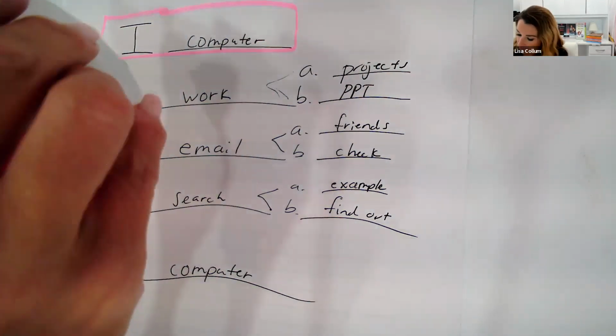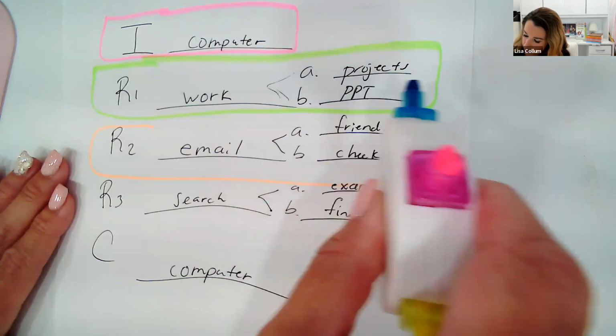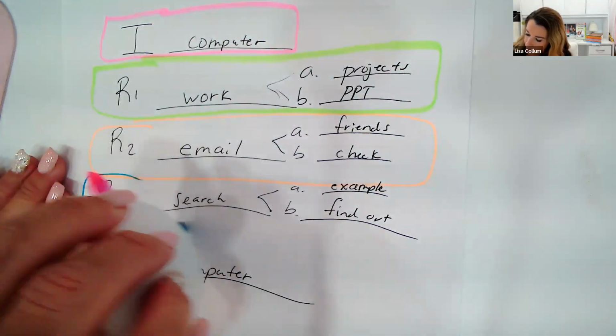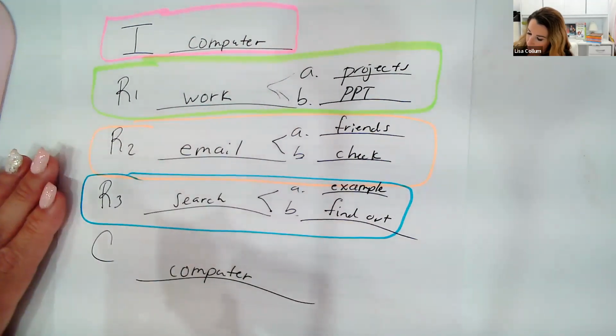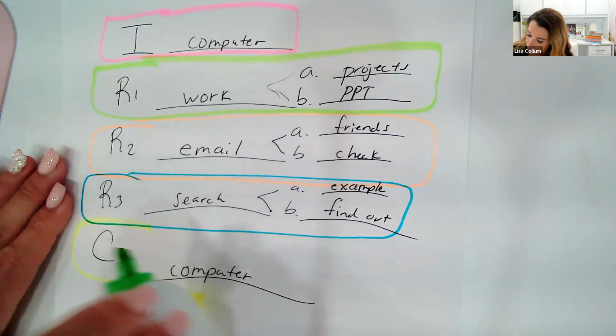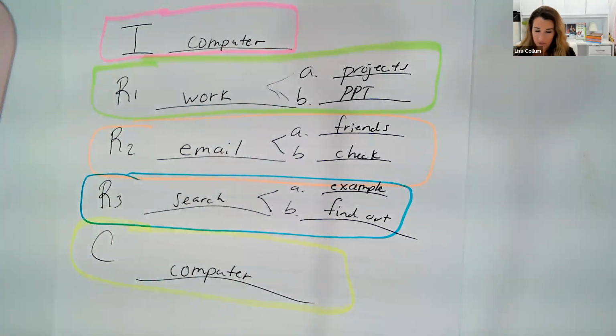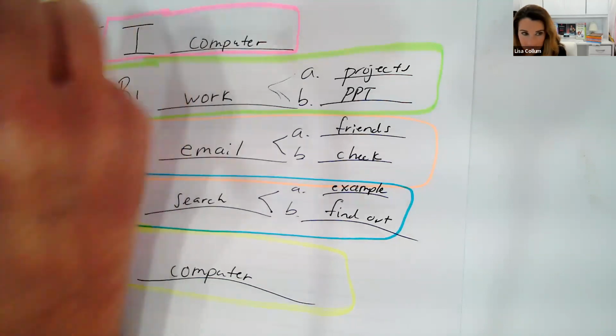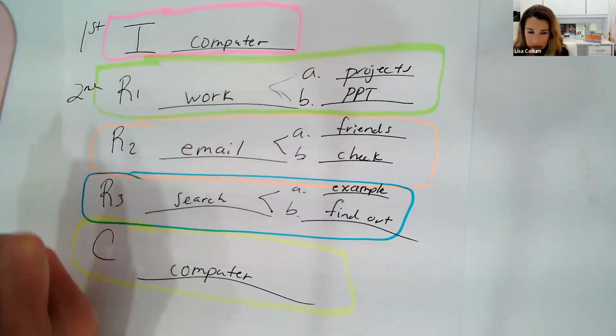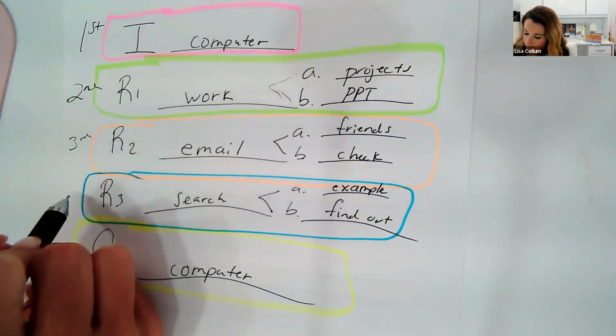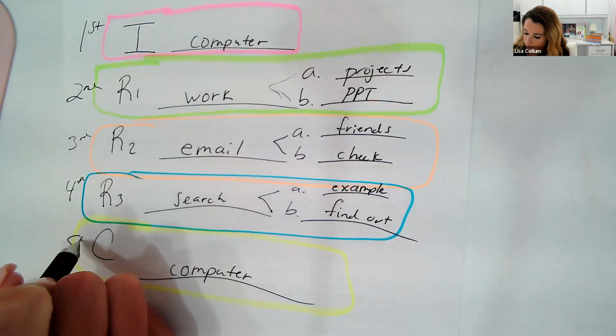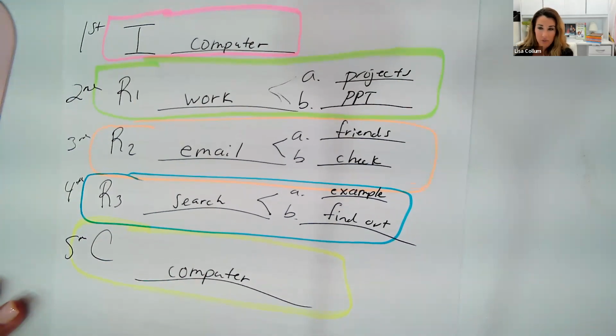My first paragraph, second paragraph, third paragraph, fourth paragraph, fifth paragraph. These are my 5 paragraphs. First, second, third, fourth, fifth. So I know exactly what I'm writing about in each paragraph.